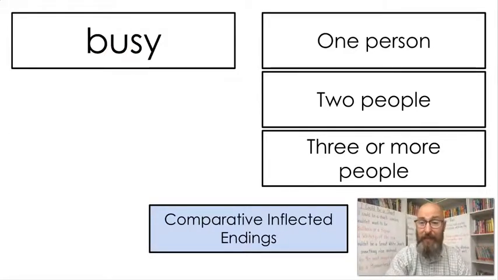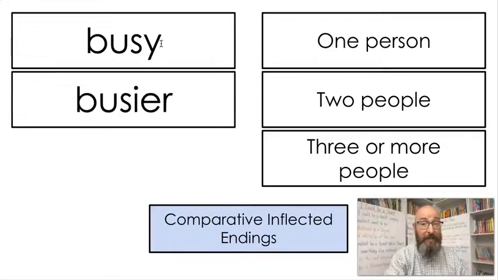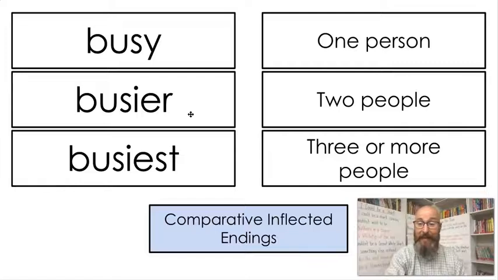Next, we're going to do busy. And if you remember, busy ends with a Y. And when it ends in a Y, we change the Y to an I, and then we add the ER or EST. So busy becomes busier, B-U-S-I-E-R, because we're changing the Y to I. And if you're adding three or more people, you would become the busiest, B-U-S-I-E-S-T. So we're changing that Y to an I.